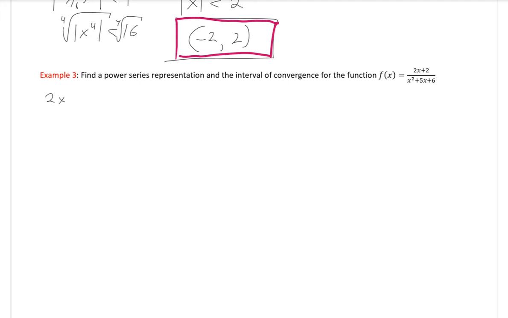We have (2x plus 2) over (x squared plus 5x plus 6). Now that bottom shouldn't look too bad. X squared plus 5x plus 6. I should be able to factor that. Say 2x plus 2. Over the bottom, we have two things. We have x and x multiplied to get x squared. Two things multiplied to make 6 and add to 5. That'd be 3 and 2.